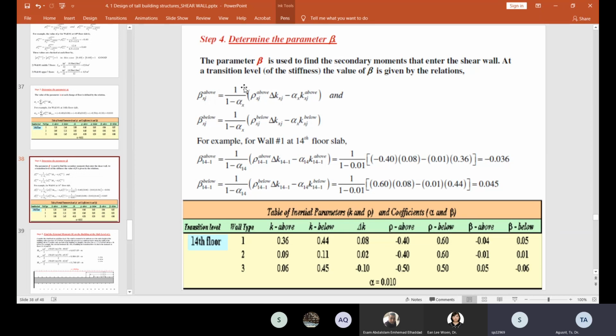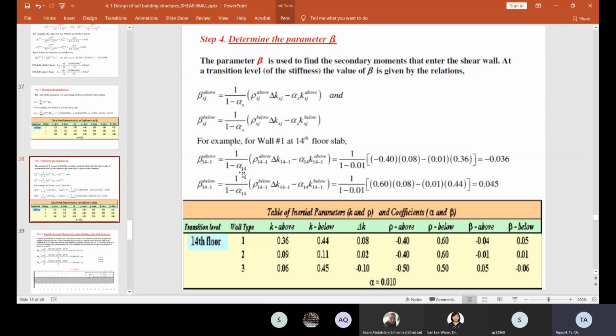So the alpha we get from the previous calculation, and then multiply by rho above, multiply by delta k xj minus alpha x. So this is the same alpha as before, multiply by k xj above, and then this for the beta above and beta below.